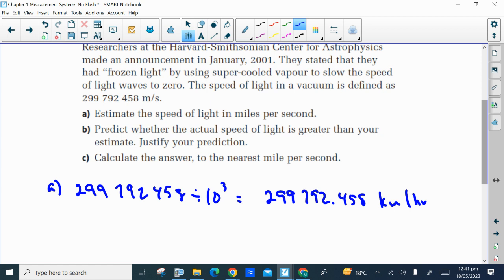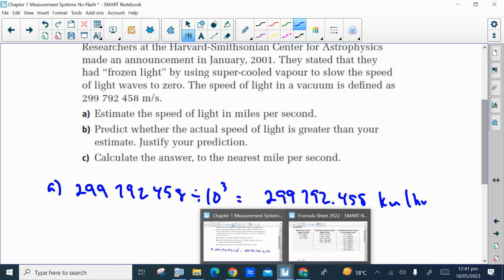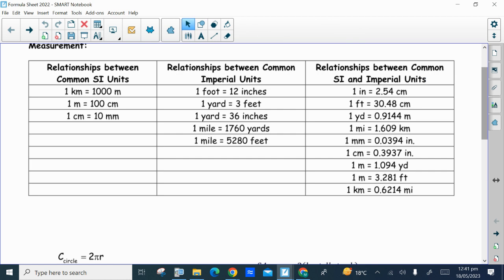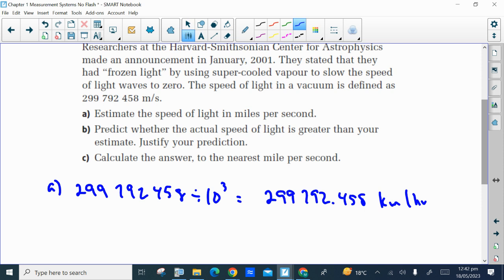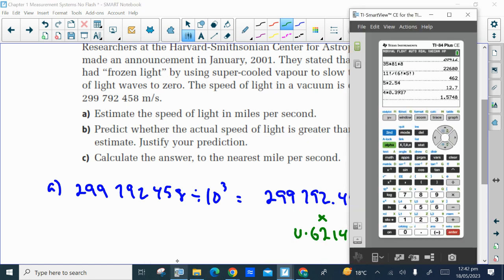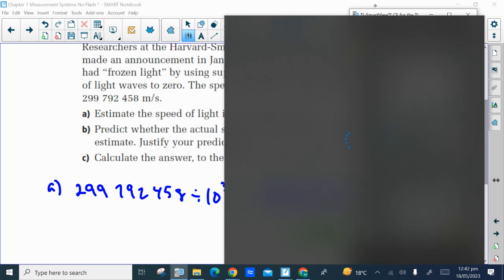And now that we have it in kilometers, we can convert to miles. If we look at our formula sheet, to go from kilometers to miles, the conversion is 0.6214. You're going to multiply the kilometers by 0.6214 to convert to miles. So that's what we'll do. We'll multiply that by 0.6214, and this will give us our answer in miles per second.